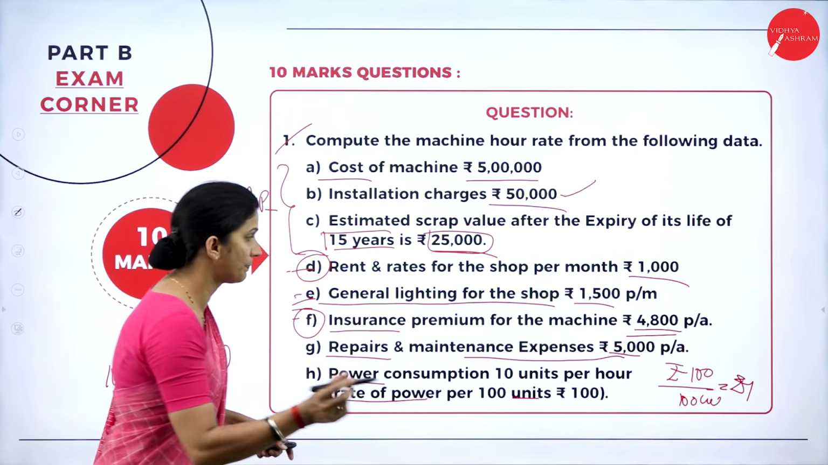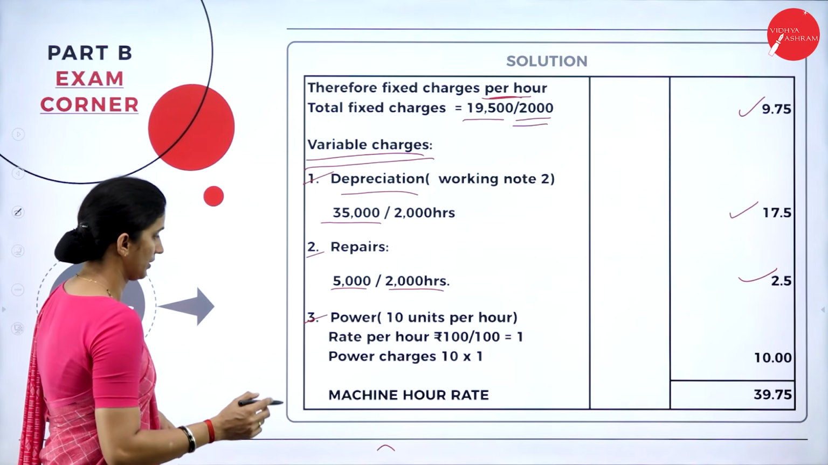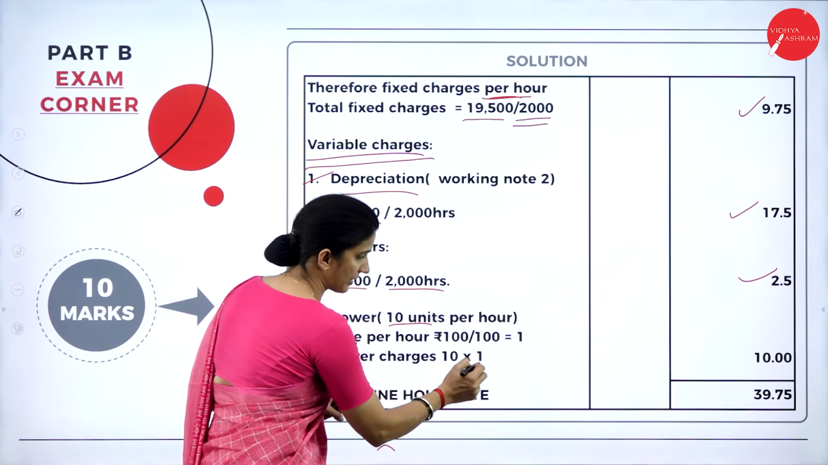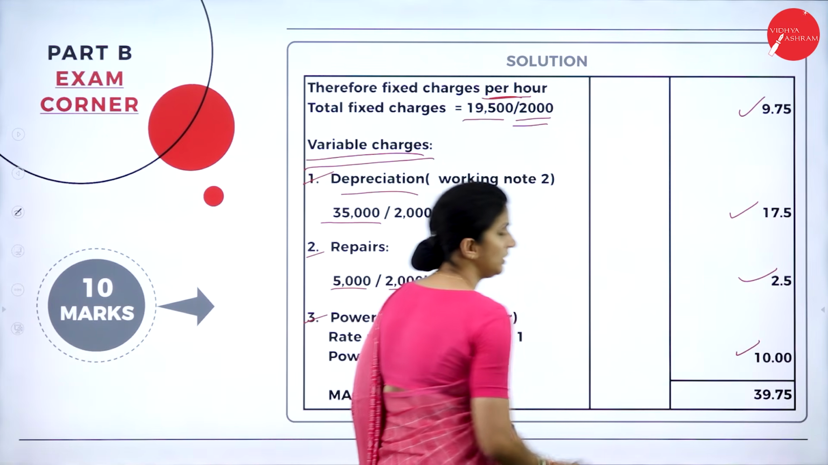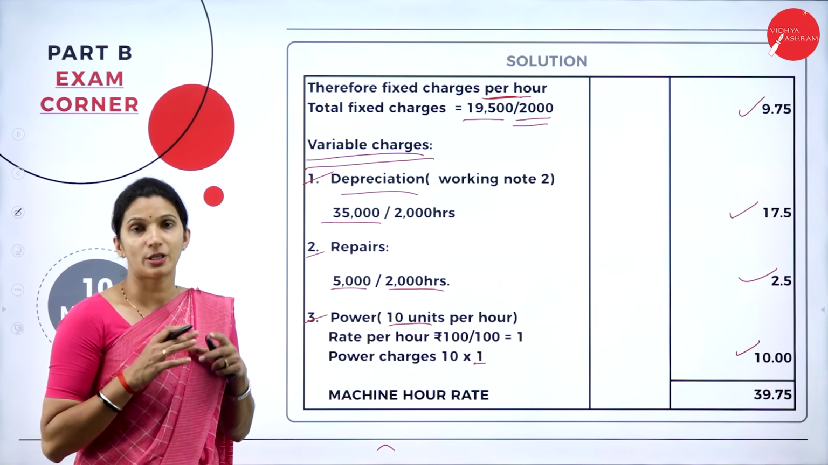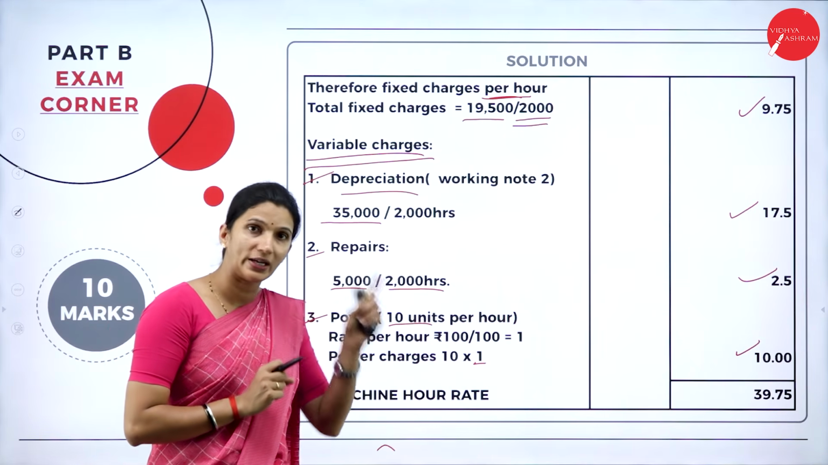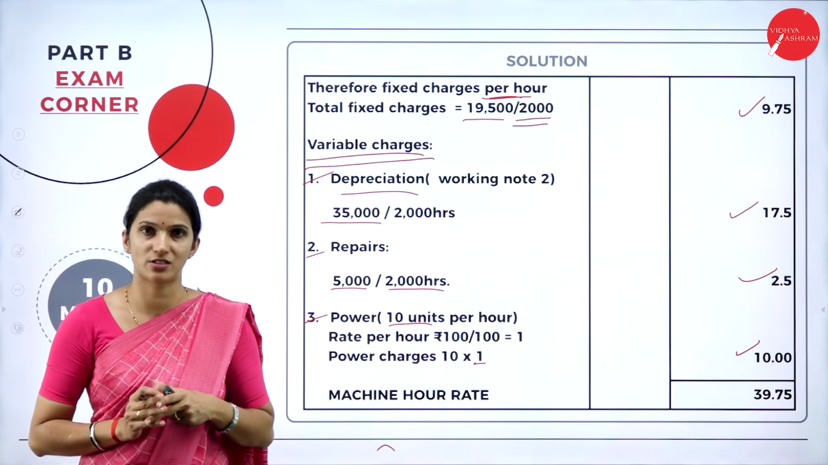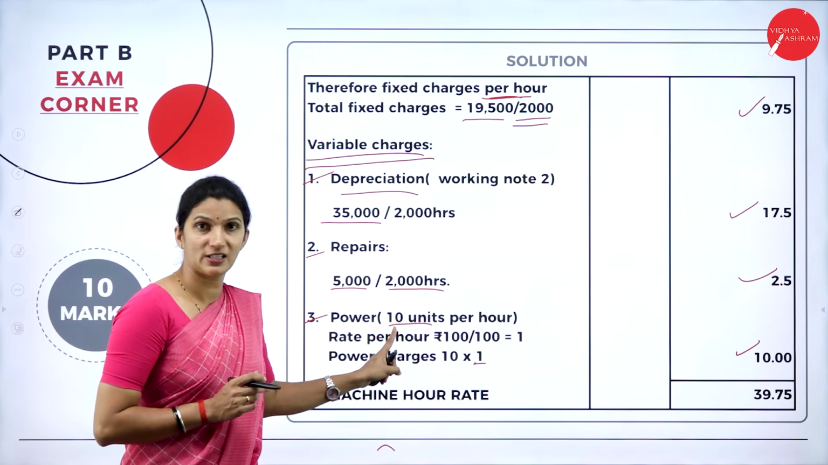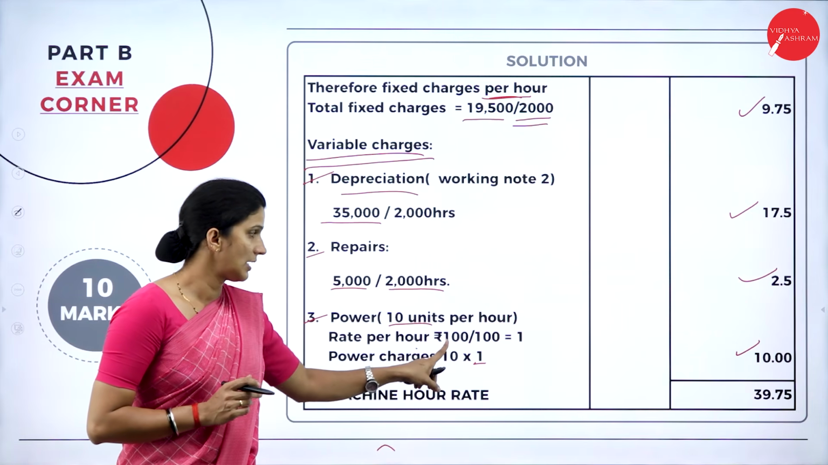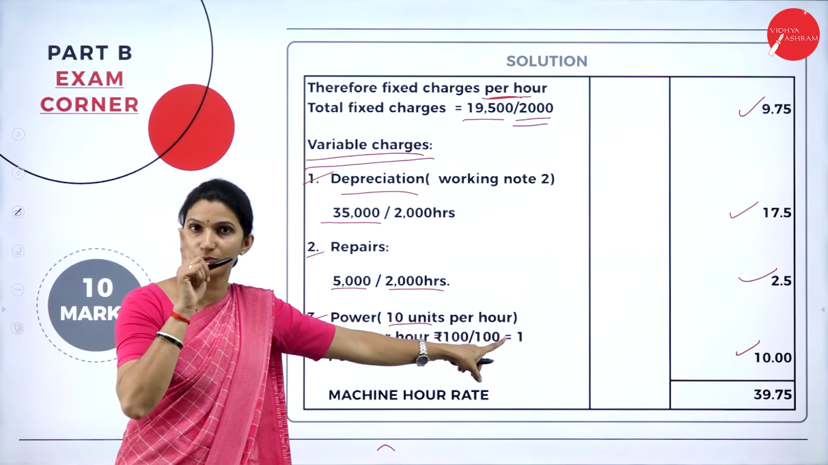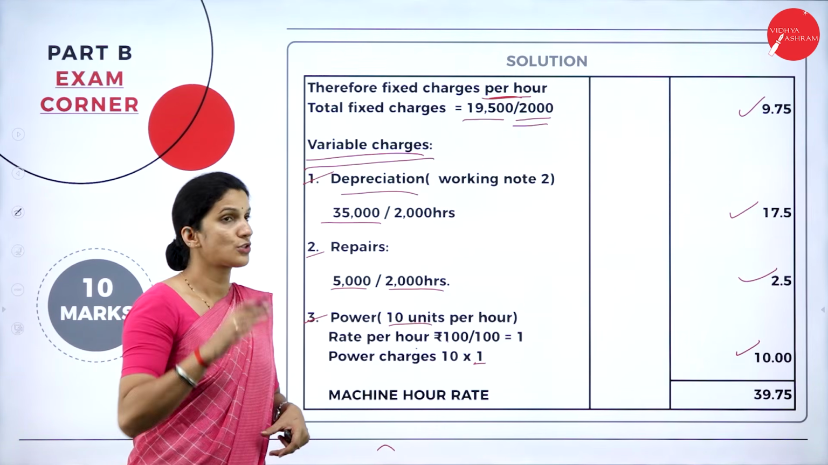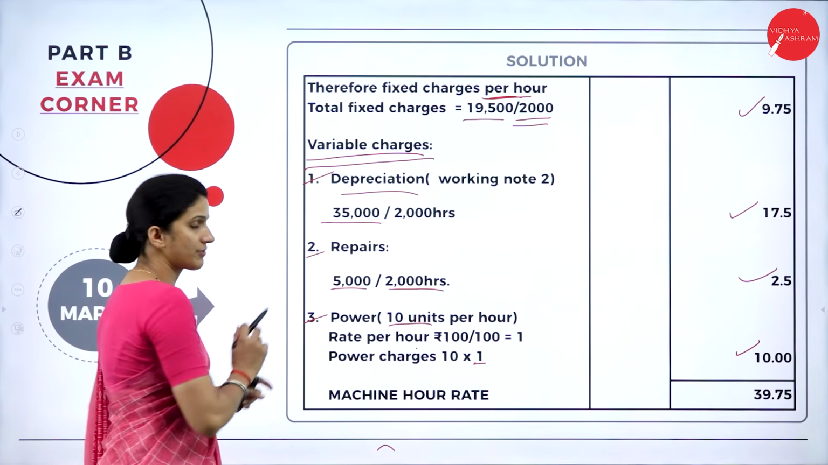So the power consumption per hour, it is 10. So your power units, that is 10 units per hour into rate per unit, it is 1. So 10 into 1, total 10 rupees, it is the power cost. So the power simply, what is the unit consumption for 1 hour into what is the per unit rate. So we will get the power charges or the power cost. So here unit consumption is 10 and the power rate rupees 100 divided by 100 units, it is rupees 1 per unit. So the power charges is equal to 10 into 1, it is 10. So now all the three variable costs we have taken.